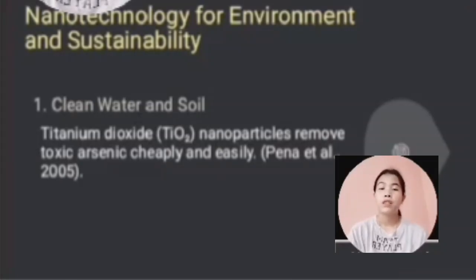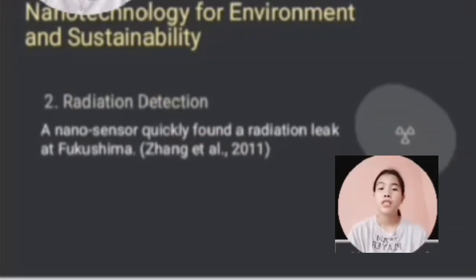Second is radiation detection. A nanosensor quickly found the radiation leak at Fukushima. A special nanosensor can quickly find radiation, a dangerous form of energy from nuclear plants. This sensor helped detect radiation leaks during the Fukushima disaster in Japan.